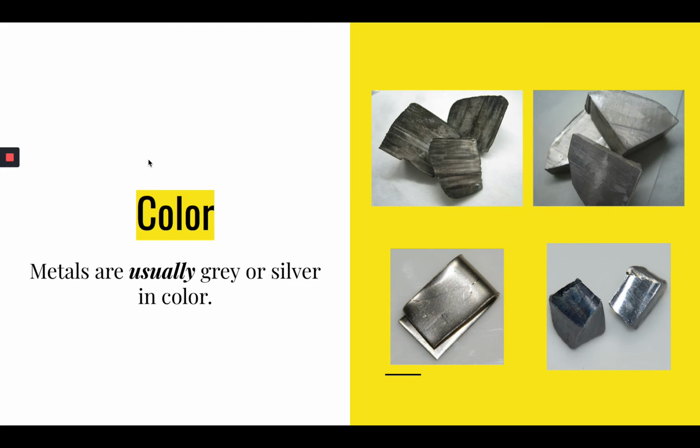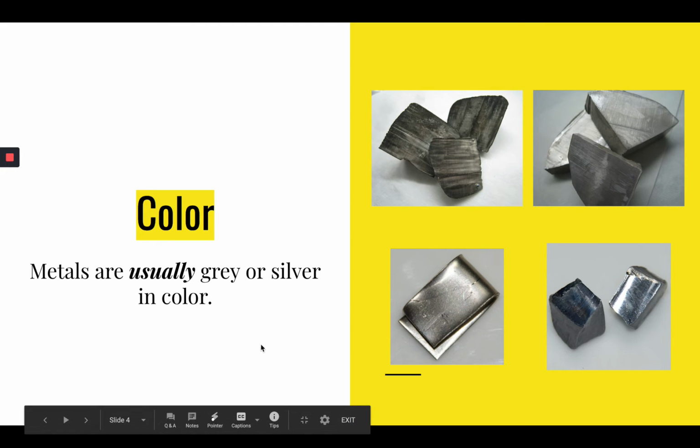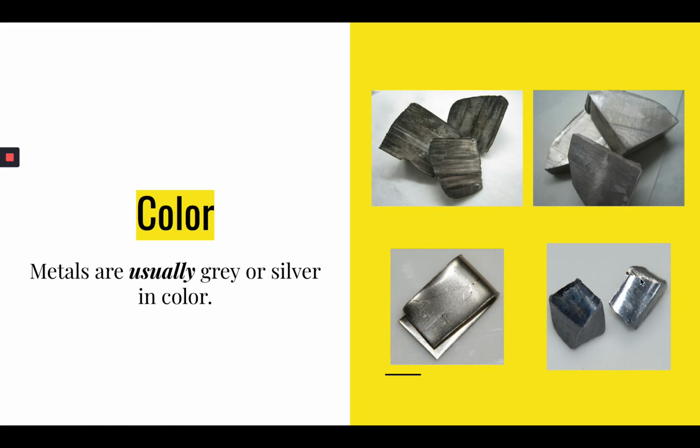Metals' color: they are usually gray or silver in color. So you look and you see over on the side we have 4 examples of different types of metals. They're all gray or silver. There are a few exceptions to this, including gold and copper, but the majority are going to fall into being gray or silver.